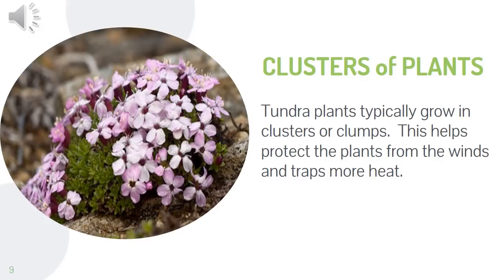Tundra plants typically grow in clusters or clumps, and this helps protect the plants from the winds, but it also allows them to trap more heat. If there's a group of them, they can get the heat trapped there. So you can see the little cluster of flowers here. They would grow in little groups or clusters like this among the rocks and the soil.